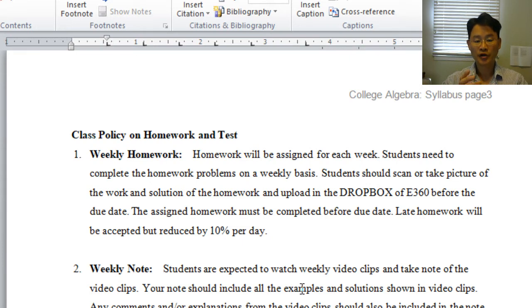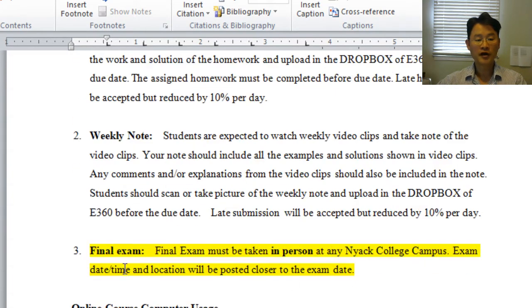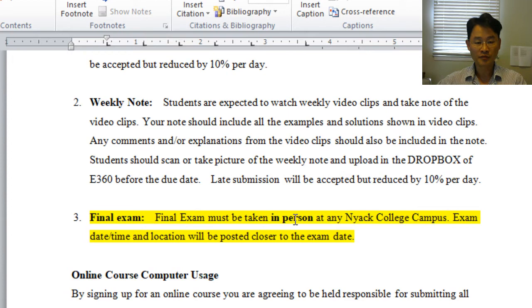And you should also take a picture or scan the note that you took and make that as one Word file, right? You can upload it, you can insert that picture file in the Word. So you can do that as well, and make the homework and the note as one document and then upload that in the Dropbox.